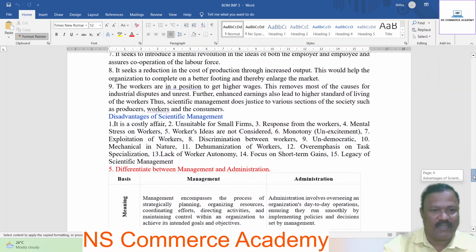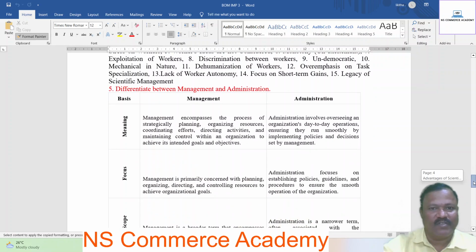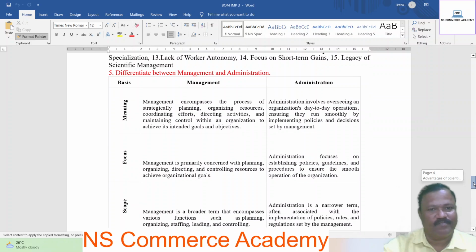And last question, difference between management and administration. Meaning: management encompasses the process of strategic planning, organizing resources, coordinating efforts, directing activities, and maintaining control within an organization to achieve its intended goals. Administration involves overseeing an organization's day-to-day operations, ensuring they run smoothly by implementing policies and decisions set by management.